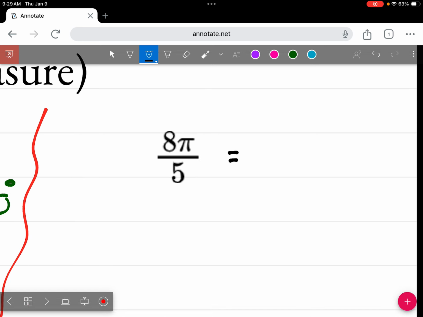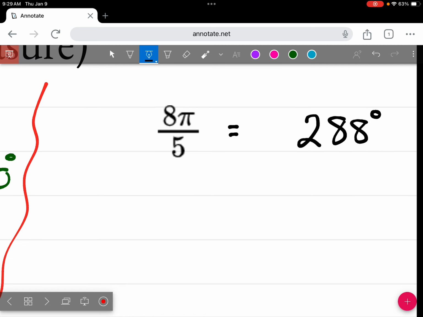Take a second for that one. Because we're doing totally fine that time. Yes, it is 288 degrees. Anyone see how that happens?